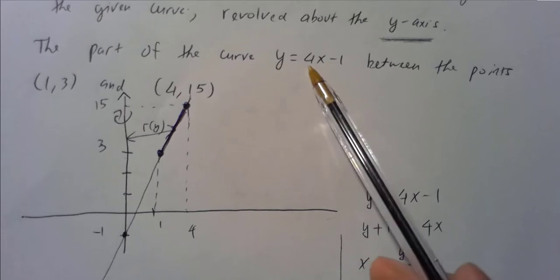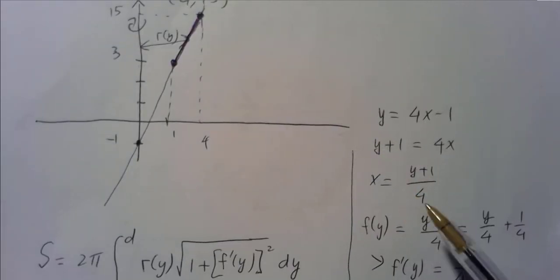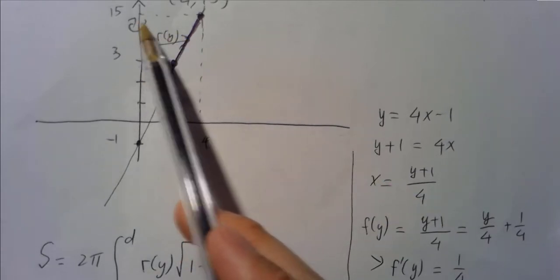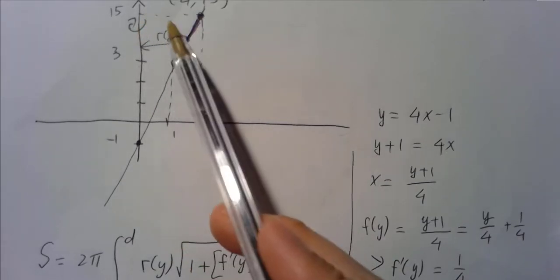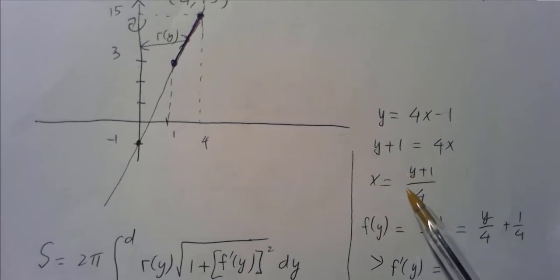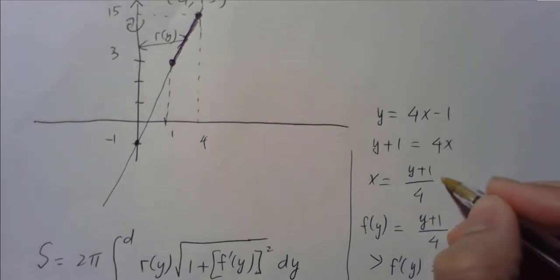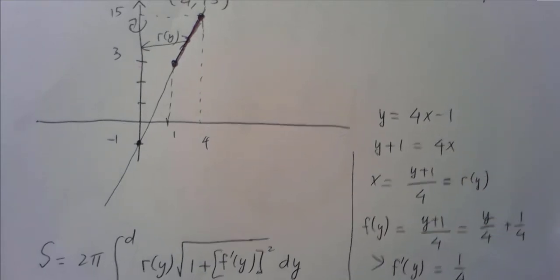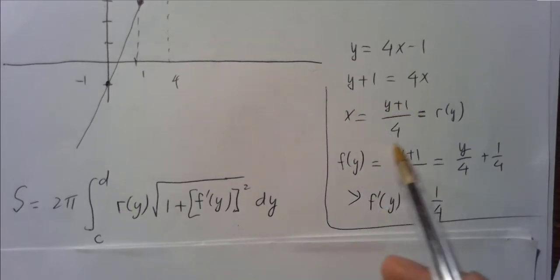We are given y equals 4x minus 1. So I can solve for x easily. And x here is a distance that you see here. It's changing as you move on the y-axis. X gets bigger. Therefore, x is now in terms of y. That's why, as x gets bigger, this whole thing here is just the radius r of y. Okay. So we know r of y now is just x, which is this guy here.